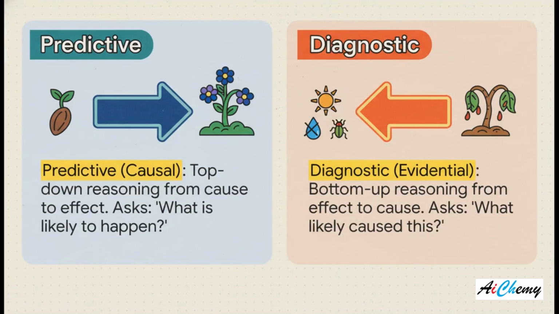So to put it all together, this slide really breaks it down. Predictive reasoning is all about forecasting forward from cause to effect. It's asking, what's likely to happen? Diagnostic reasoning, on the other hand, investigates backward from effect to cause, asking, what likely caused this?